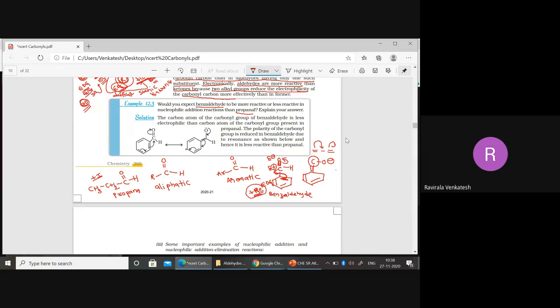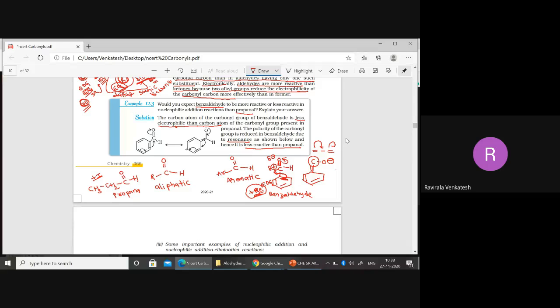Now, because of this, are you seeing any positive charge over the carbon? No. So what I'm saying here is, in benzaldehyde, it is less electrophilic at carbon, less electron deficiency at the carbon atom, because of resonance structures. That is the reason benzaldehyde is less reactive than propanal.